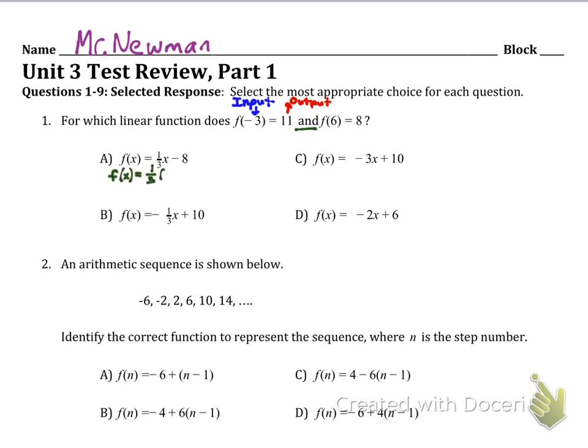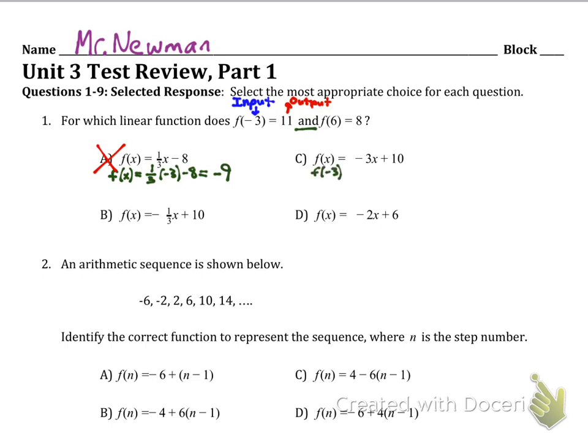Remind you, f of x, or f of negative 3, equals 1/3. We plugged in negative 3 here, because that was our input. And all of that, 1/3 times negative 3 minus 8, you can type all of that in the calculator, or you can do it step by step. Either way, you get negative 9. That is not 11, so that is not the correct answer.